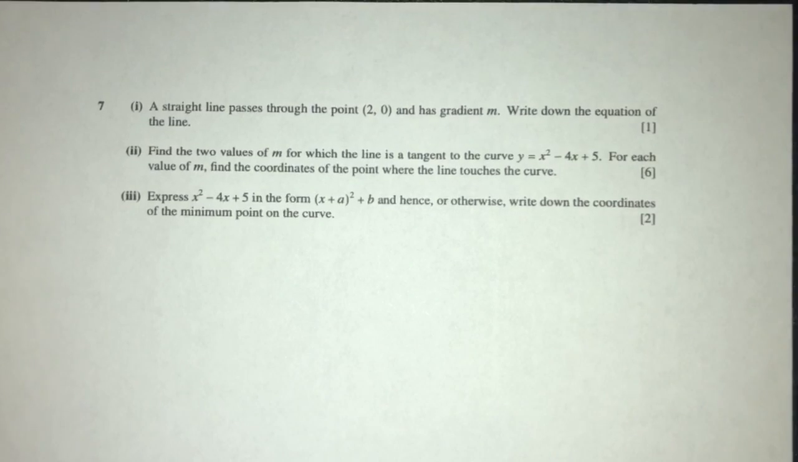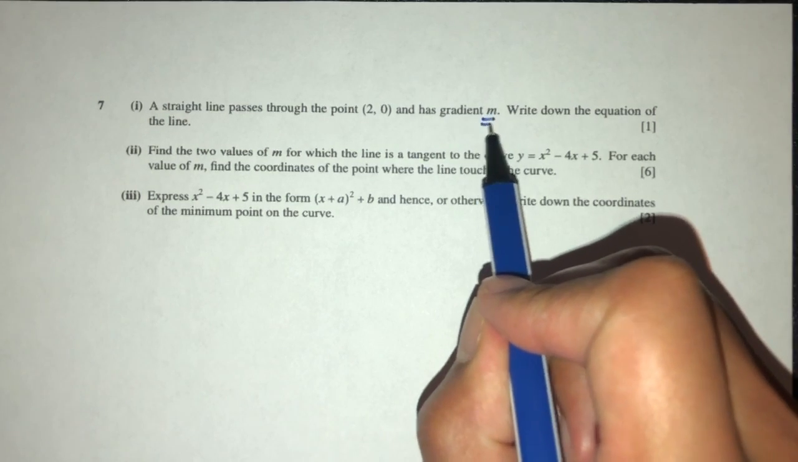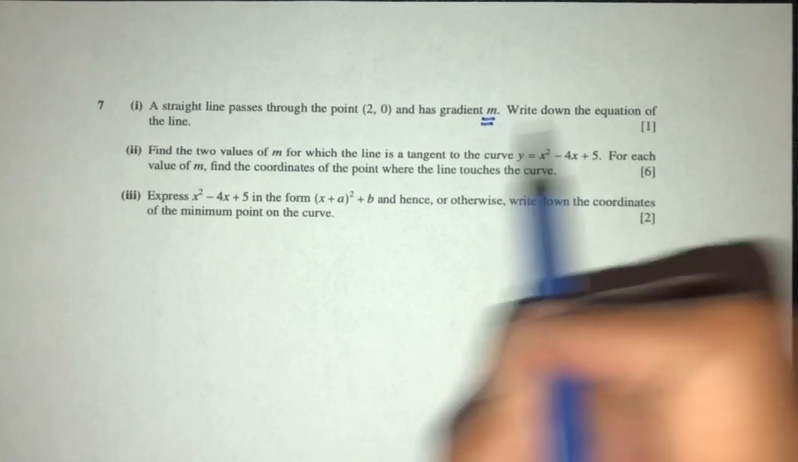Now let's move on to the next question. Here we have a straight line passes through the point 2, 0. So we have a passing point and has gradient m. Okay, now write down the equation of the line.